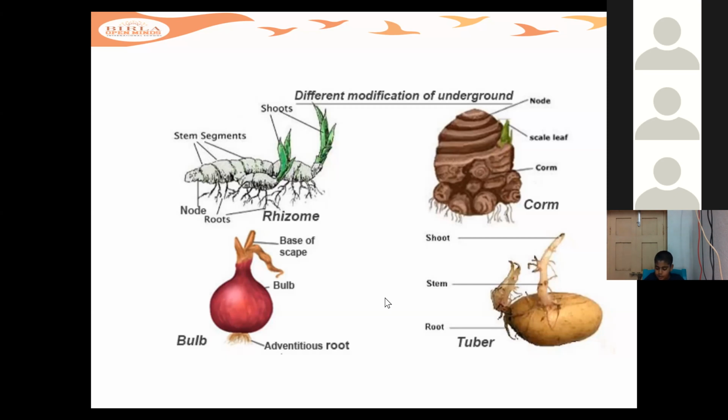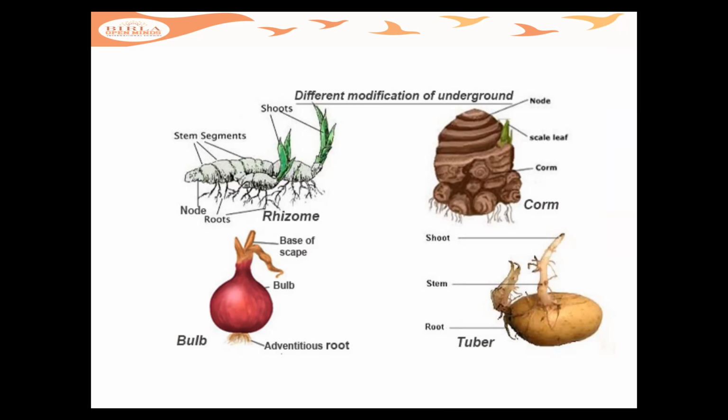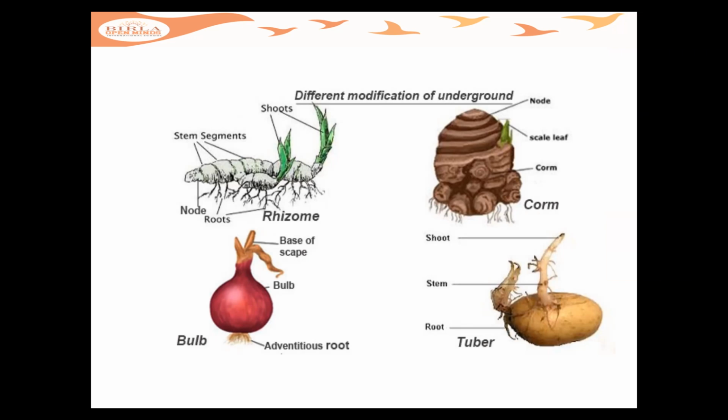Condensed underground stem. Some stems are condensed and reduced. They show the presence of non-green leaves that do not photosynthesize. Such leaves are called scale leaves.